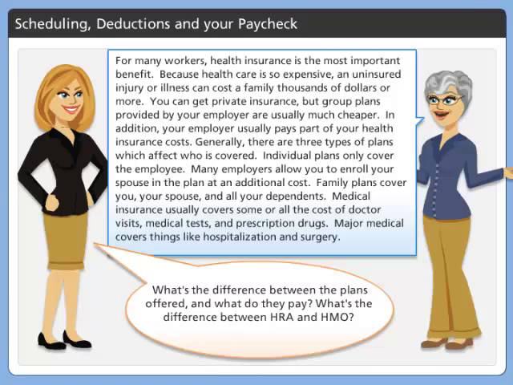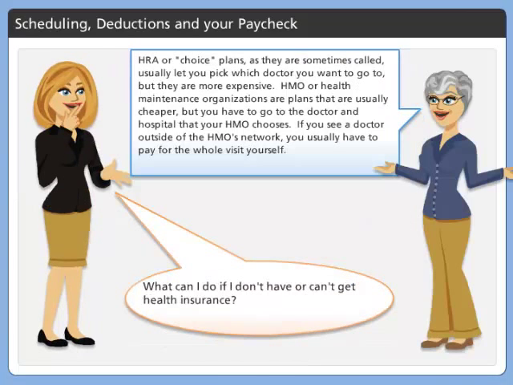What's the difference between HRA and HMO? HRA, or choice plans, as they are sometimes called, usually let you pick which doctor you want to go to, but they are more expensive. HMO, or health maintenance organizations, are plans that are usually cheaper, but you have to go to the doctor and hospital that your HMO chooses. If you see a doctor outside of the HMO's network, you usually have to pay for the whole visit yourself.